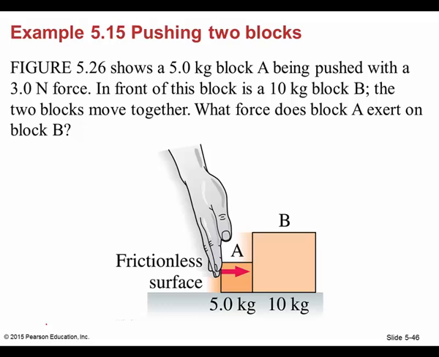All right, now, let's look at this situation here. We got a hand, the force applied of the hand is 3 newtons, okay? And notice that block A has 5 kilogram mass and block B has a 10 kilogram mass, right? And so the two blocks move together. So that means what? F is equal to MA, isn't it? It's not equal to 0, the sum of the forces, right?